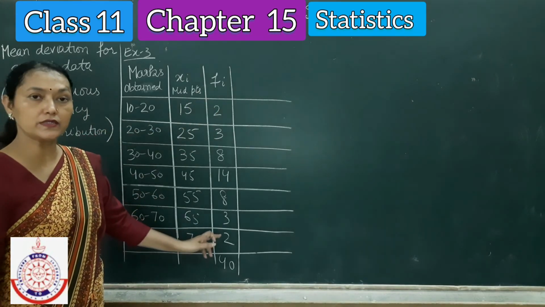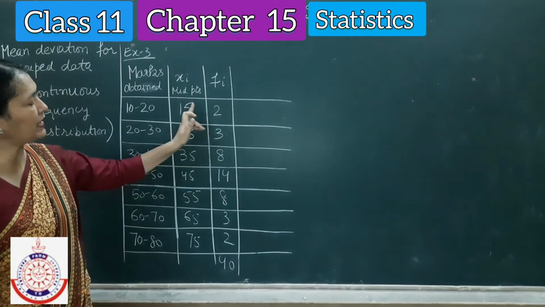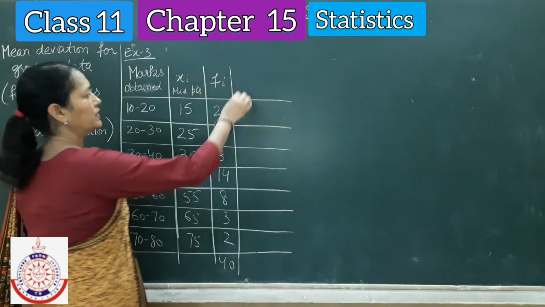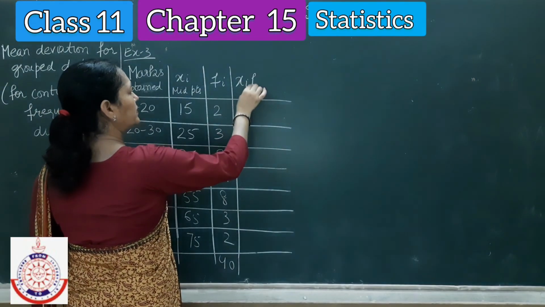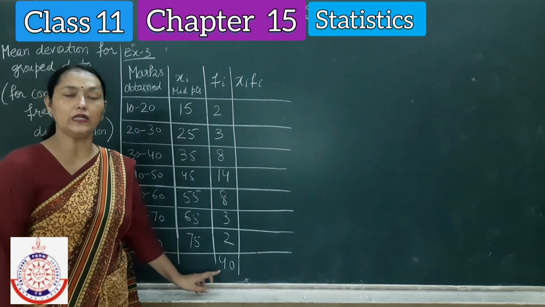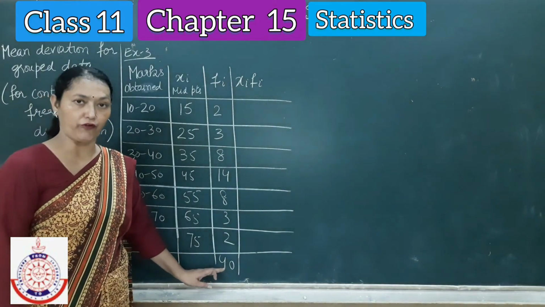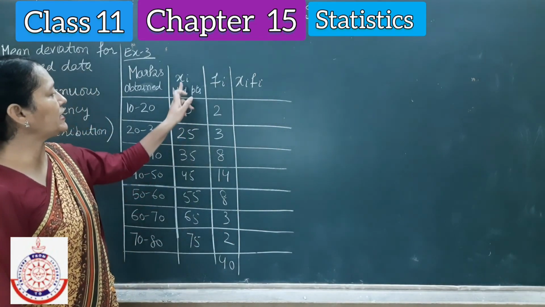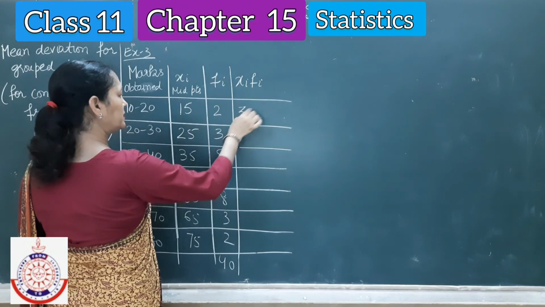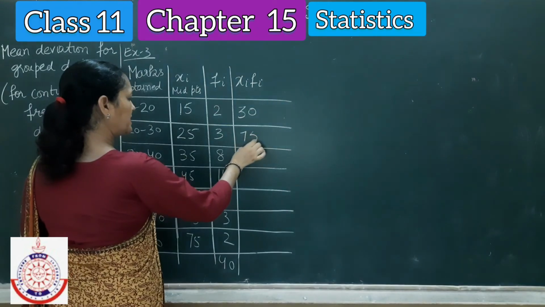Frequency is given to us. So we will be multiplying each midpoint, means each xi, with fi, and we'll be calculating fi total. Total of fi comes out to be 40, and we'll be multiplying each xi with fi. 15 into 5 is 75.